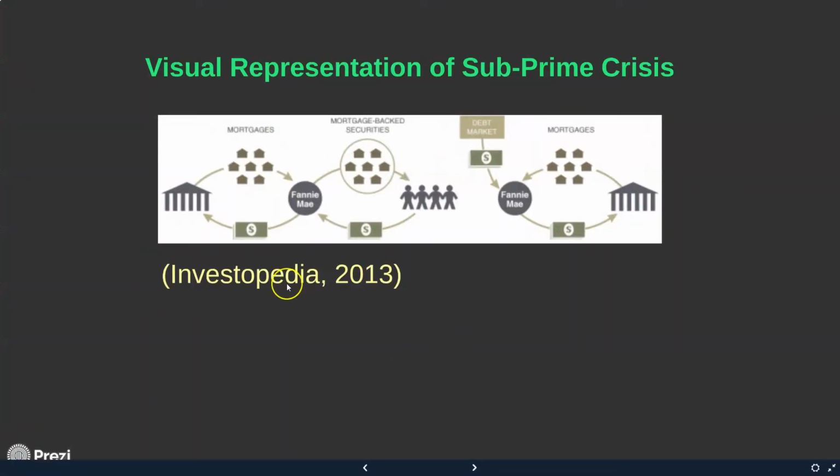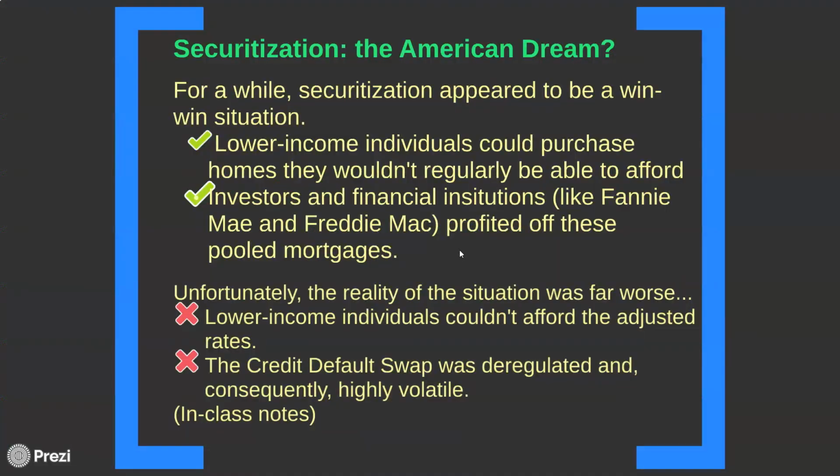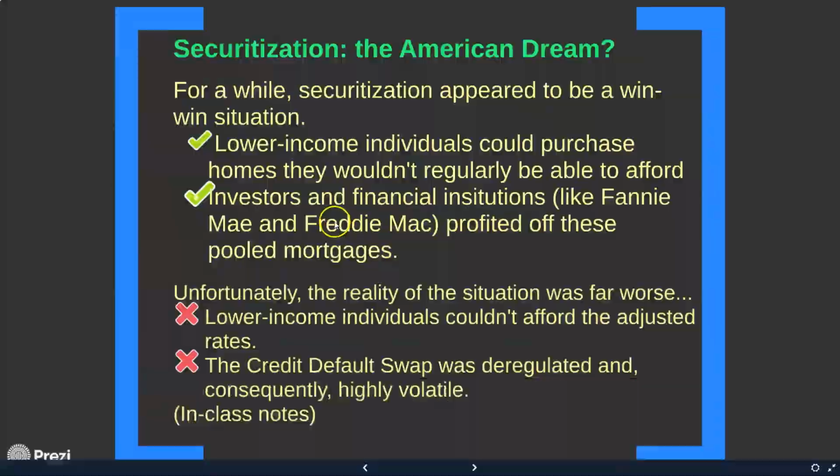Here's a bank. They sold a bunch of mortgages to a group we're going to call Fannie Mae, an investment group, and they were paid for it. Fannie Mae took a bunch of those mortgages, put them together, and then they were paid for it. These people bought these mortgages and decided whether to sell them or keep them. For a while, it looked like it was going to work. Lower income people could buy homes they wouldn't regularly be able to afford because they didn't have the down payment, and the investment groups, Fannie Mae and Freddie Mac, profited. Unfortunately, these people couldn't afford the adjustable rates, and it's a ticking time bomb.